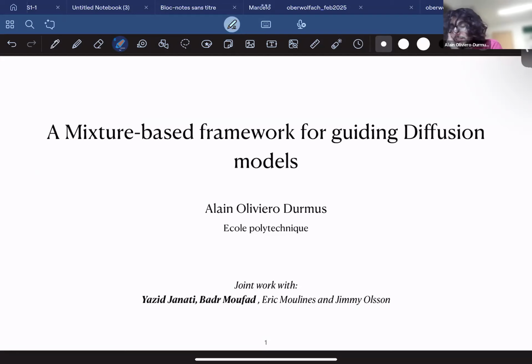So my talk will be divided in two. I think I will only have the time to present the first part of my talk because I was, as usual, maybe too ambitious. The first part is joint work with one PhD student and a postdoc: Yazid Janati, a postdoc of Eric Moulines and mine, and Badr Moufad, a PhD student. And for more senior colleagues, Eric Moulines and Jimmy Olsson from KTH.